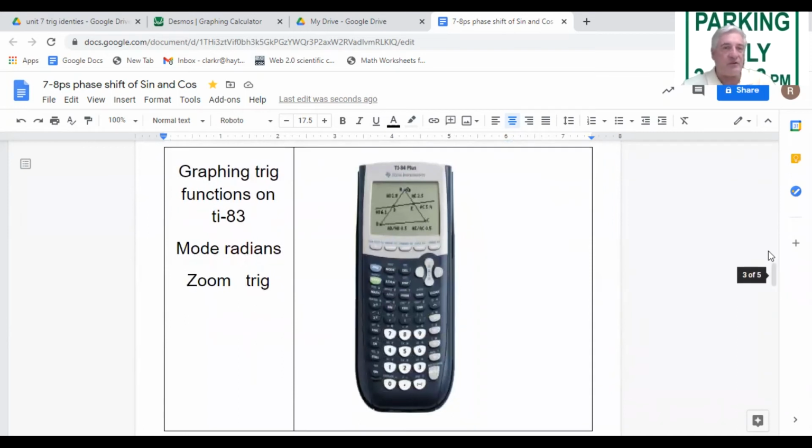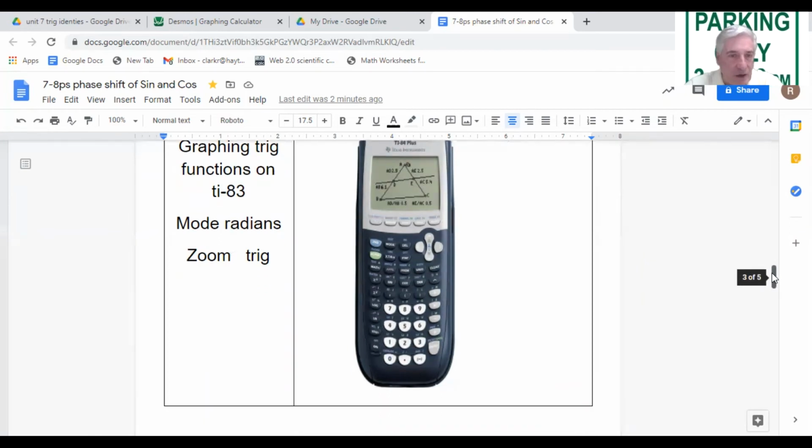We're graphing trig functions on the TI-83, and to simplify this, I'm going to have you go to mode in radians and hit zoom and go to 7, ZTrig. Now, you could go to window and customize your window to change every 5 degrees or every pi divided by 6 radians. The standard trig function will be good enough for our purposes. We will use the TI-83 later in the year to get some very specific trig readings.